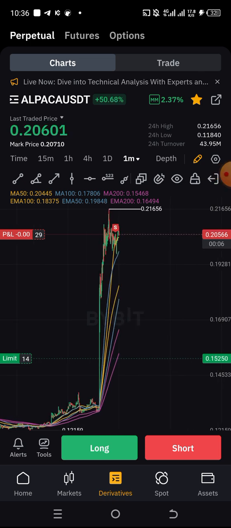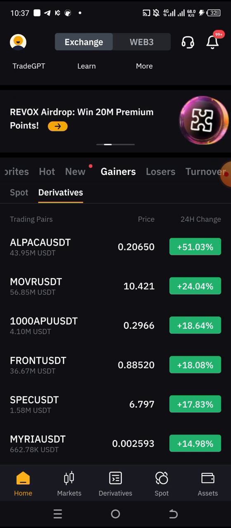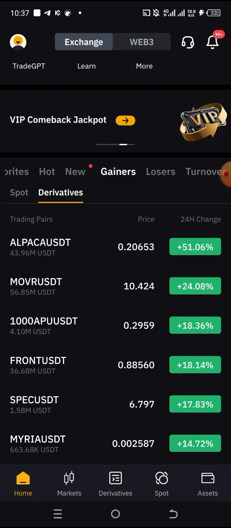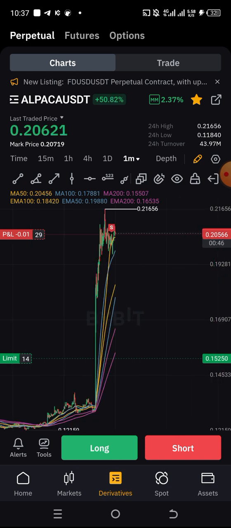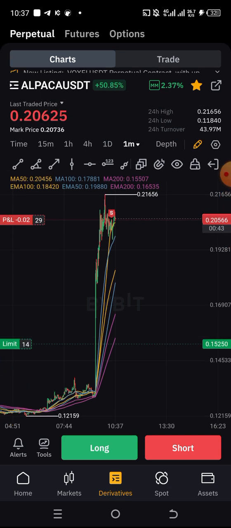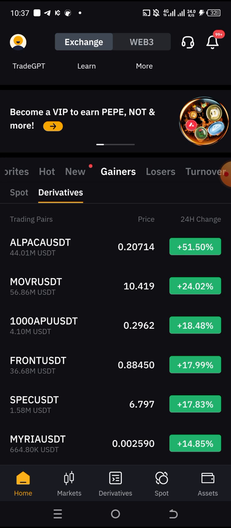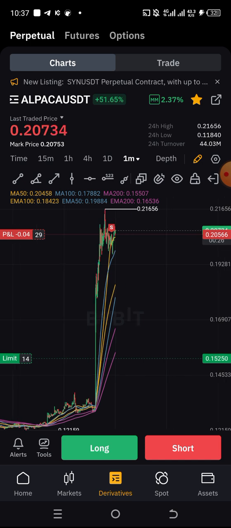In this video I want to teach you how to use gainers, the gainers coins under derivatives on Bybit or whichever exchange you want to trade, and also in combination with your RSI, relative strength index, to make a decision for a short or sell trade. So this video is to guide you on how to use gainer coins in combination with your RSI indicator.